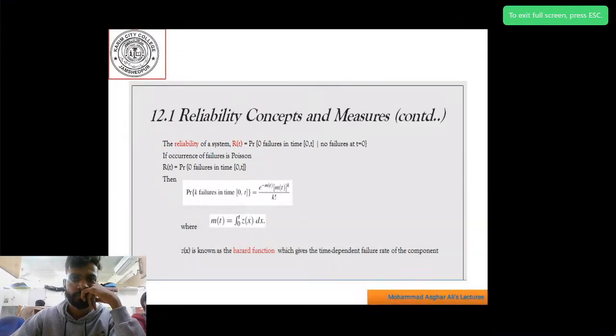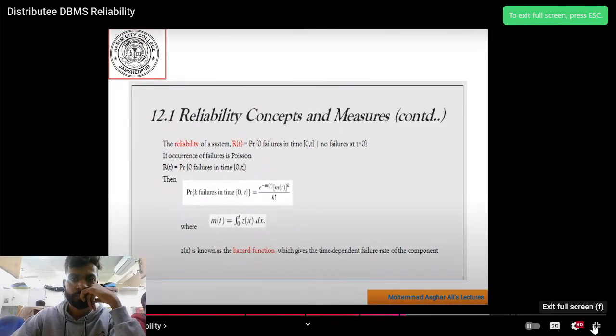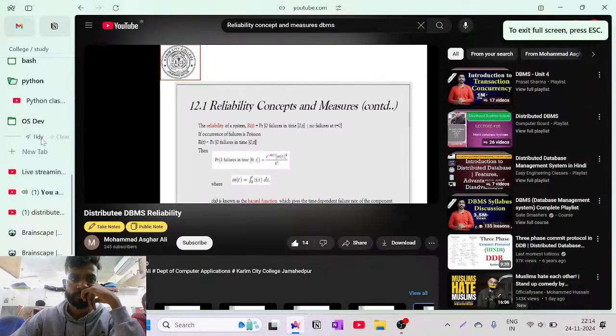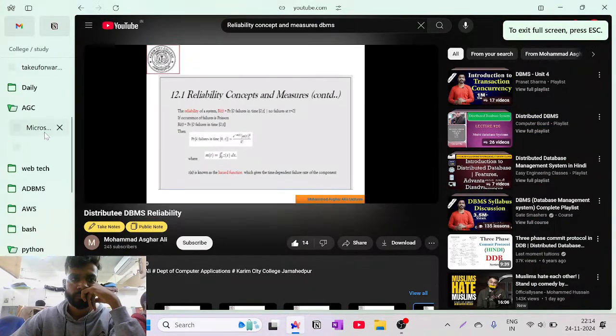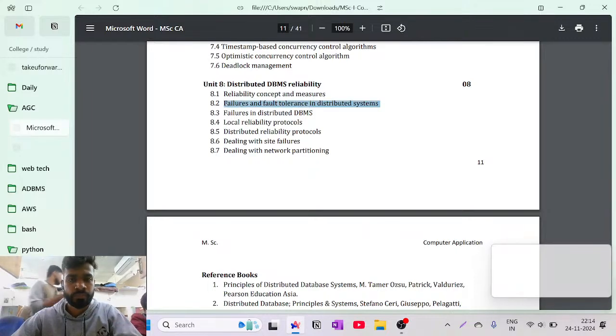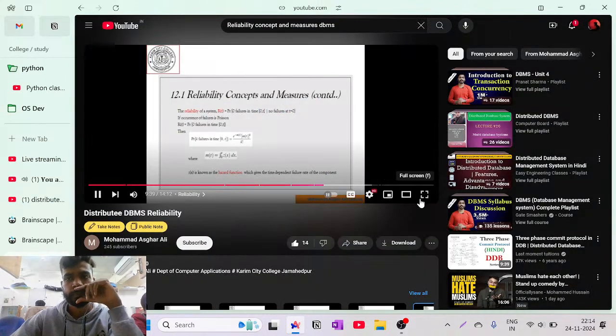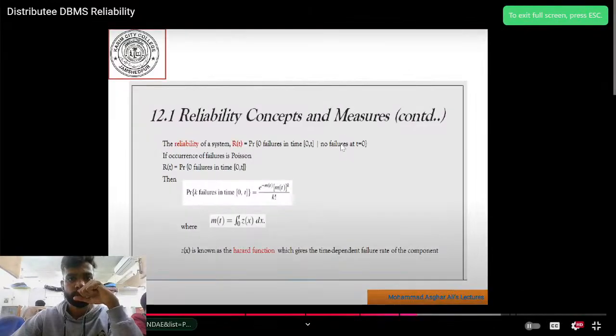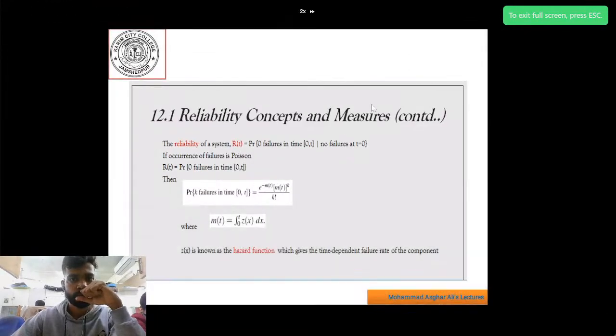Here, the reliability of the system R(t) equals P(0 failures in time 0 to t), no failure at t equal to 0. If the occurrence of the failures follows a Poisson process, then formally the reliability of a system R(t) is defined as the following conditional probability: R(t) equals P(0 failures in time 0 to t), no failure at time 0. Reliability theory as it applies to hardware systems has been developed significantly with the help of this formula.